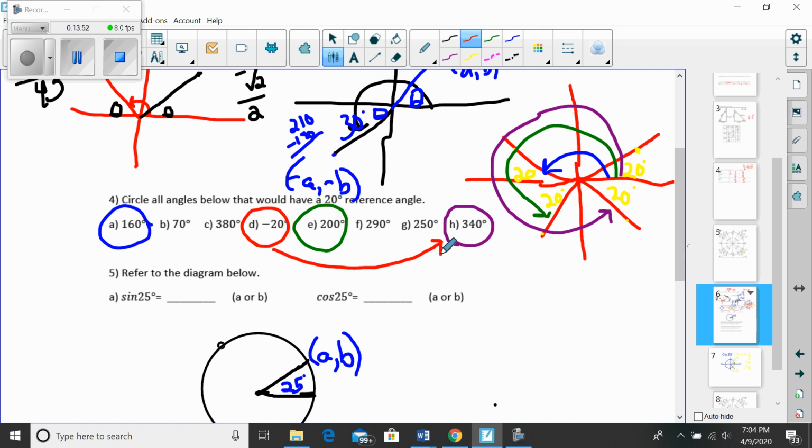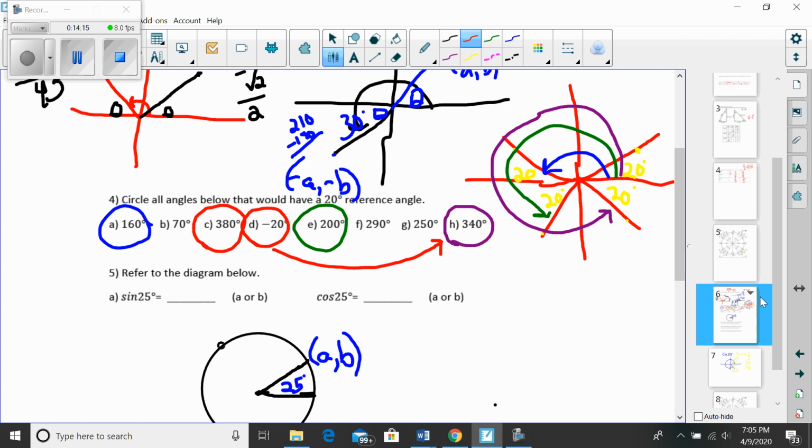And also this angle here, 380, right? That's a full rotation plus 20 more. So 380 would also be coterminal with my 20-degree angle. All right, and so it would still have 20 degrees as its reference angle. Okay, so those are all of the things that you would pick.